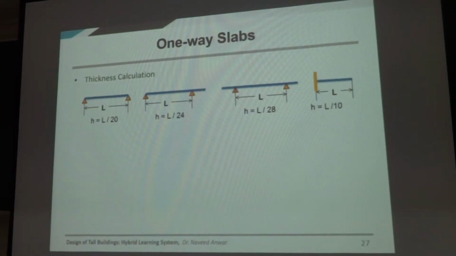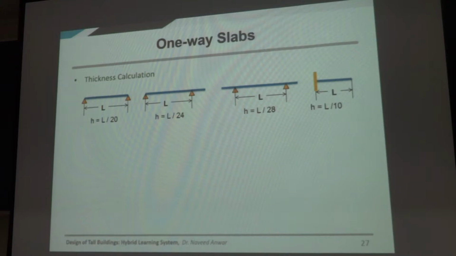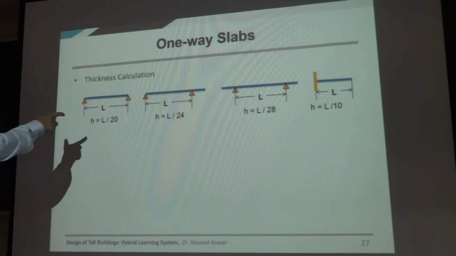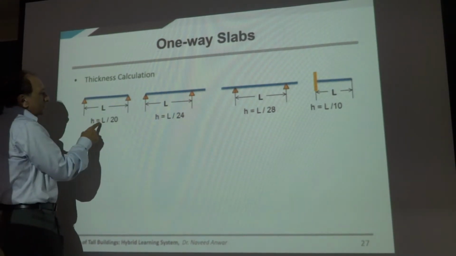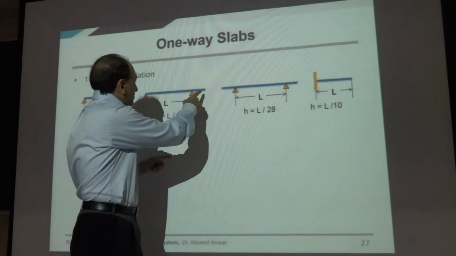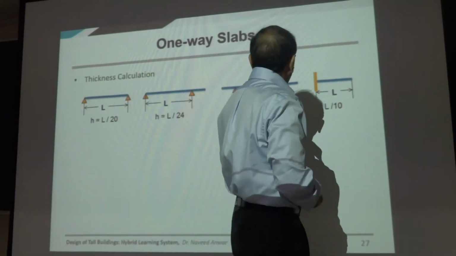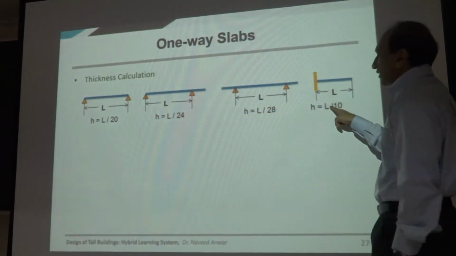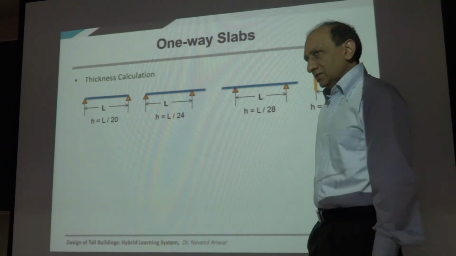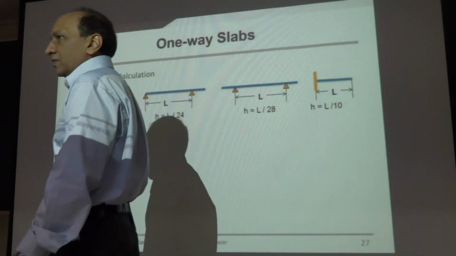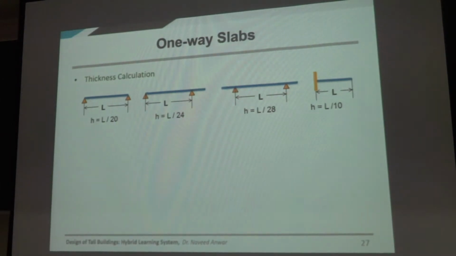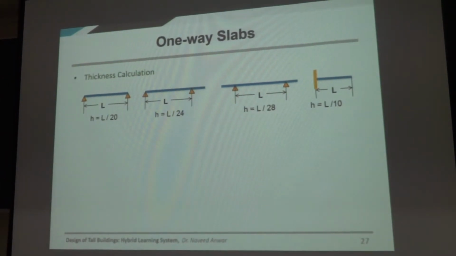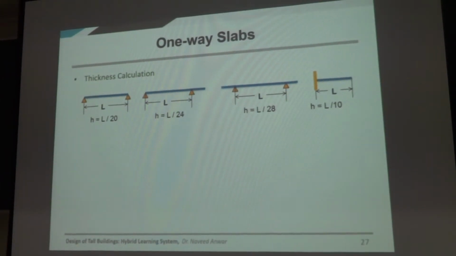Thickness calculation. These are the simple rules. You can estimate the thickness based on the span. If it is not continuous, L by 20. If it is one side continuous, L by 24. Both sides continuous, L by 28. Cantilever, L by 10. What's wrong with these equations? These are the equations taken from the code. As usual, code is wrong. Why? What's missing?